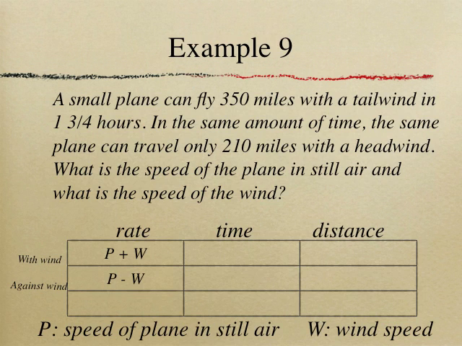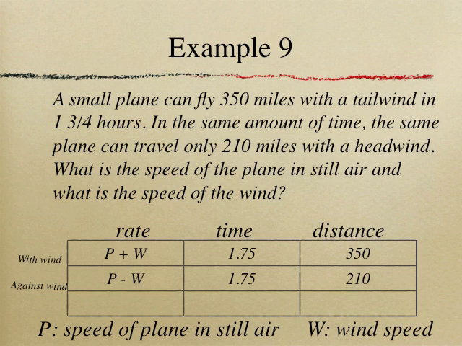Now, since I have already used two variables, I don't want to use variables anywhere else in the problem. And we don't need to because all the other numbers are given to us. So my time is 1.75 for each. It's just easier to work with than 1 3/4. And my distance would be 350 with the wind and 210 against the wind.